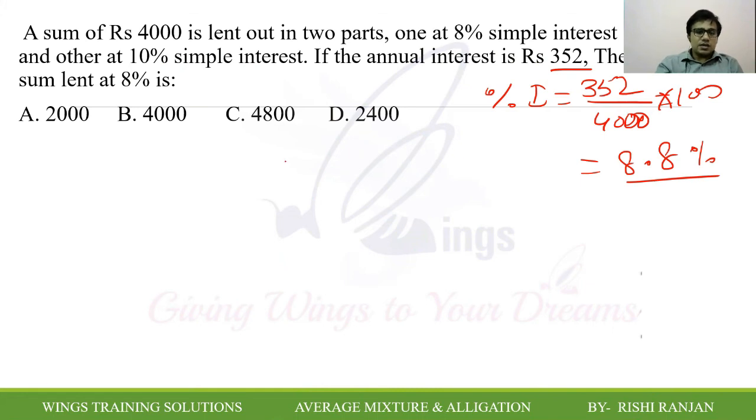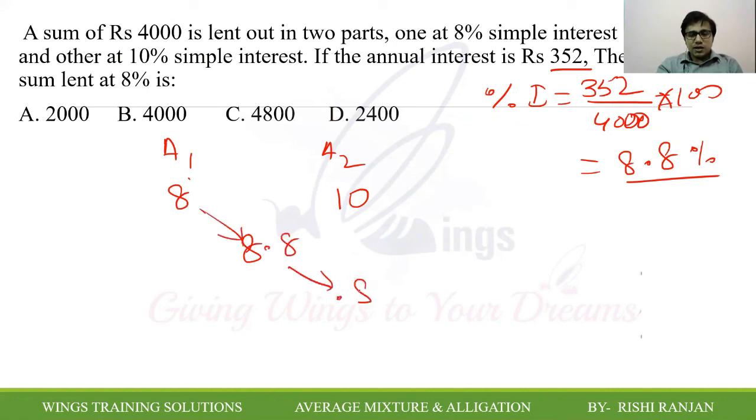Now let's apply the alligation. First amount 1 and amount 2, the two parts of 4,000. The first one, the interest is 8%. The second one, the interest is 10%. Overall, the interest is 8.8%. So when you apply the alligation, you are getting 0.8 here and 1.2 here. The ratio is 12 is to 8 or 3 is to 2.